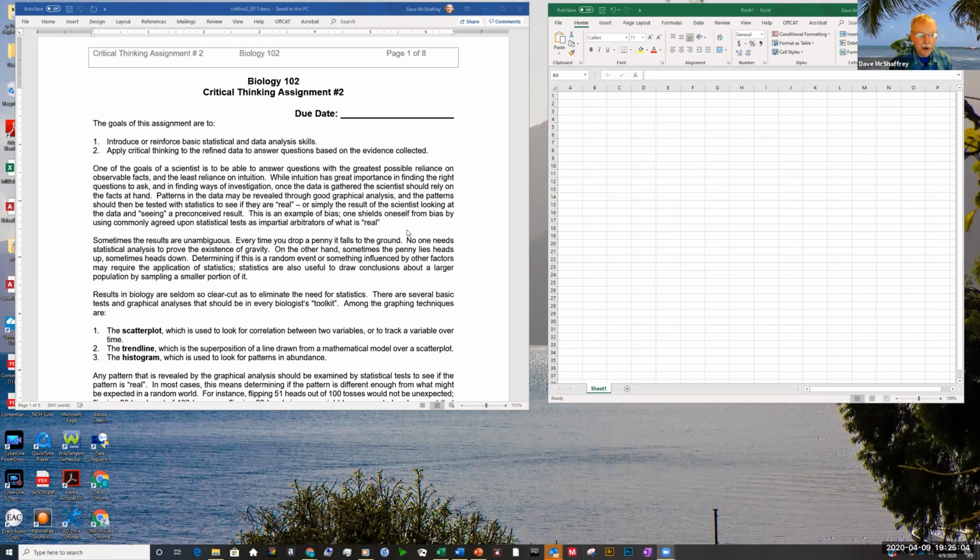What we try to do with statistics is come up with a scenario by which all of us can agree on when the results are good, when they're solid, or as we say in statistics, when they are significant. So think about this.